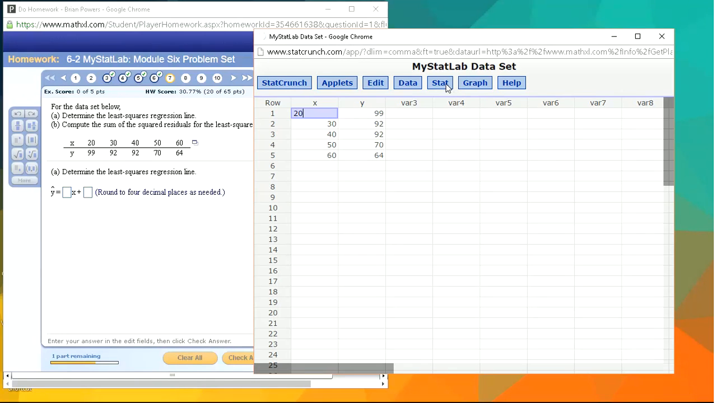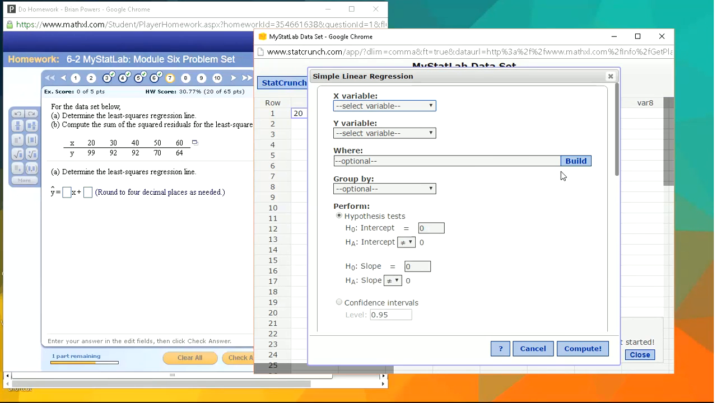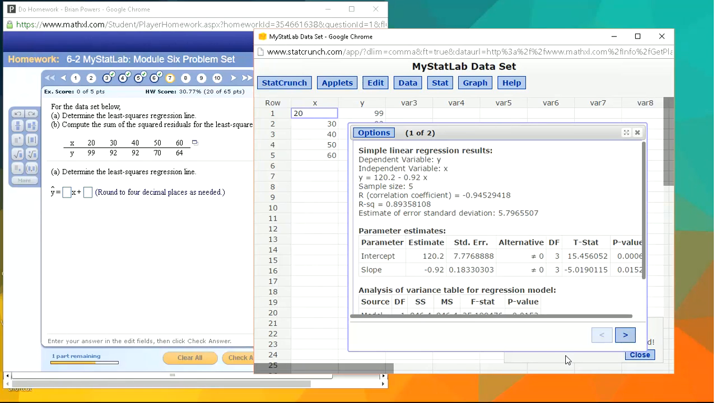I'm going to find the least squares regression line under, remember, it's Stat, Regression, Simple Linear Regression. I'm going to select my variables, x and y, and I don't have to pick anything else. It'll give me all the output that I need to answer these questions. So, okay, there's a lot of stuff here. The least squares regression line is given.